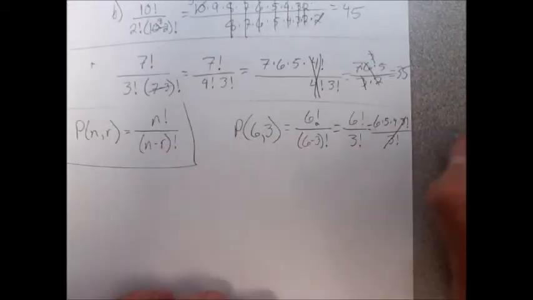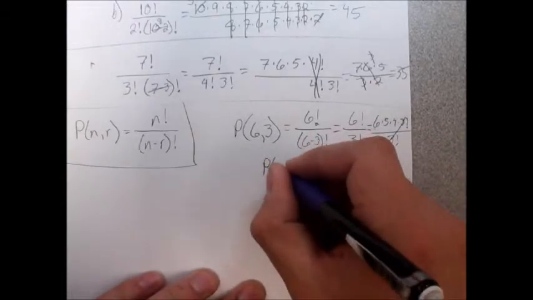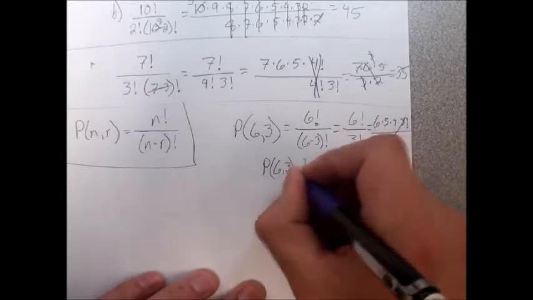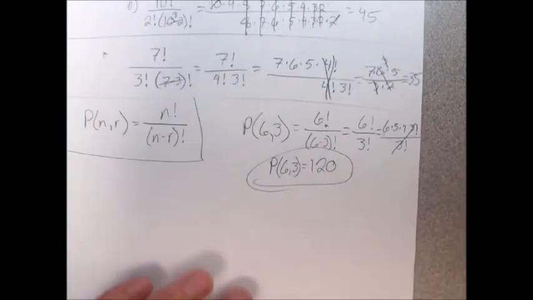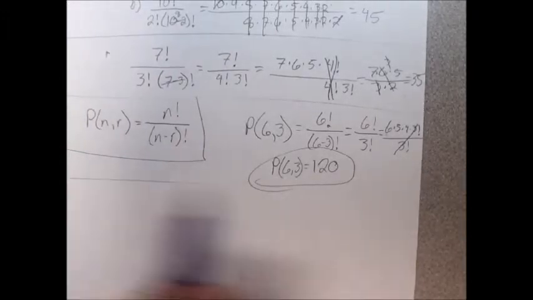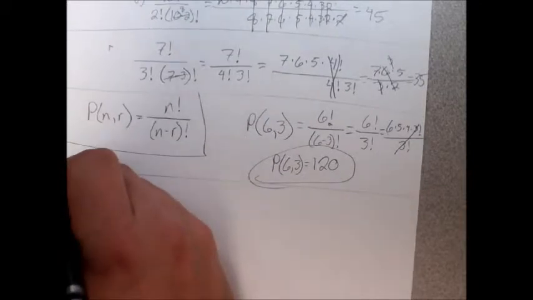So 6 times 5 times 4 is 120. So the overall answer is P of 6 objects taken 3 at a time equals 120. That would be my final answer. Okay? Questions? Okay. So the way that you might see this is in password combinations. Sometimes you might see that. Yeah, you can see them then too.